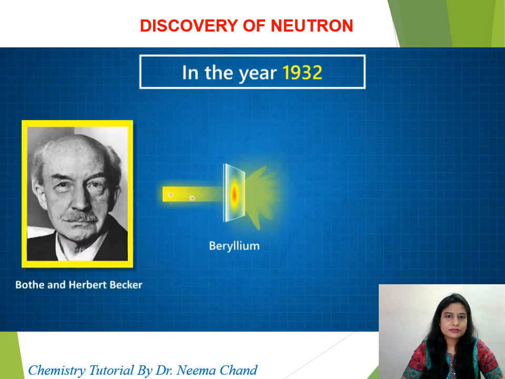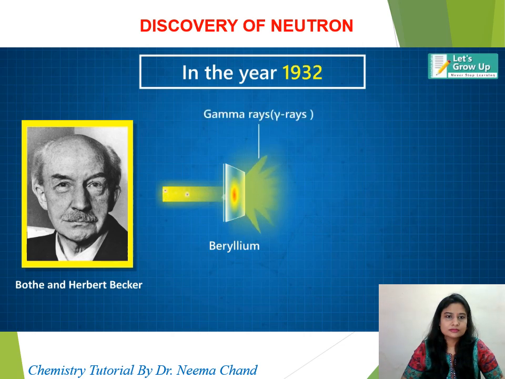In 1930, Bothe and Becker bombarded a piece of beryllium with alpha particles from a radioactive source and produced neutral radiation which was penetrating, but non-ionizing. They observed a penetrating radiation emerging from the beryllium that they thought to be gamma rays.